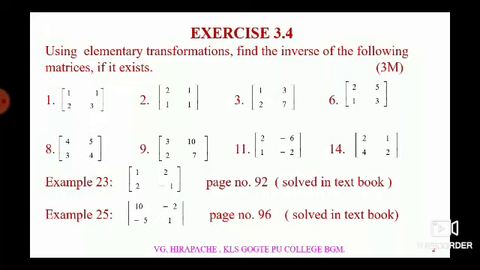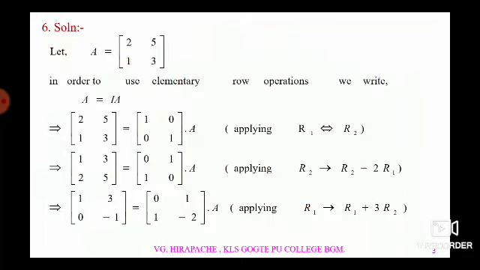Let me begin with the first question, that is question number 6. Using elementary transformations, find the inverse of the following matrix if it exists. Let matrix A is equal to, this is a matrix of order 2 cross 2. The first row elements are 2, 5. Second row elements are 1, 3.